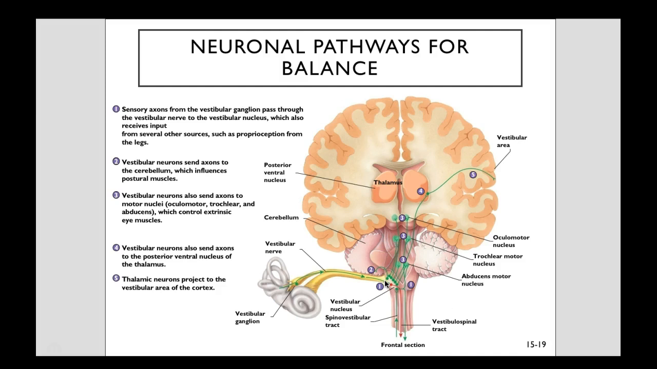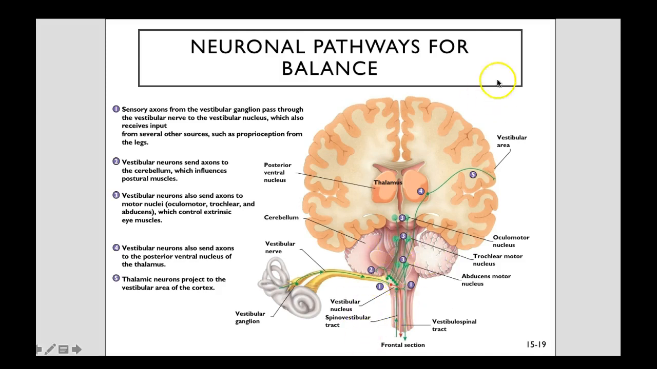We are not only receiving sensory information of balance within the inner ear, we are also receiving balance information from our proprioceptors within our muscles. So areas from our legs are also coming over to this region over here, known as our vestibular nucleus. We are then going to send information to our cerebellum, which will influence our postural muscles. We've discussed in the past in our brain lecture that the cerebellum helps a lot with posture and balance.